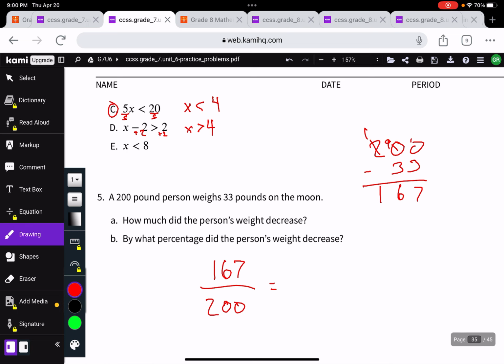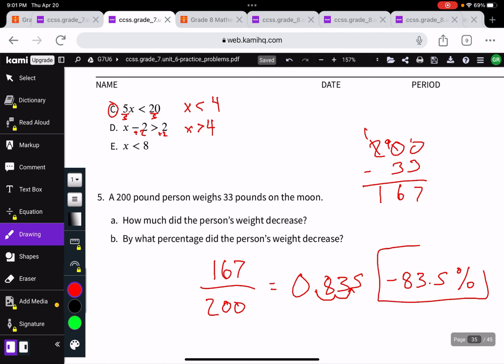0.835. 167 divided by 200 is 0.835. I found that already, though. 0.835. That is not a percentage, though. That's a decimal. If I multiply that by 100, or multiplying by 100 means I move the decimal 2 to the right, that means there was an 83.5%. And since it's a decrease, we'll write a negative. And there we have it. And that makes sense. If we would have divided by the 33, that wouldn't have made sense.